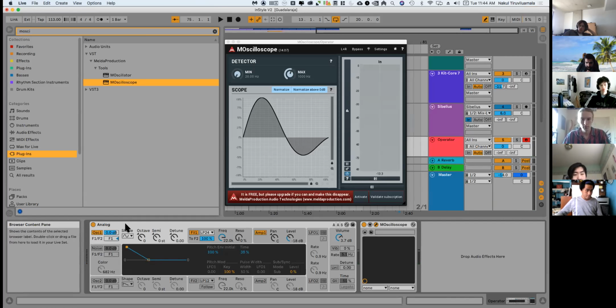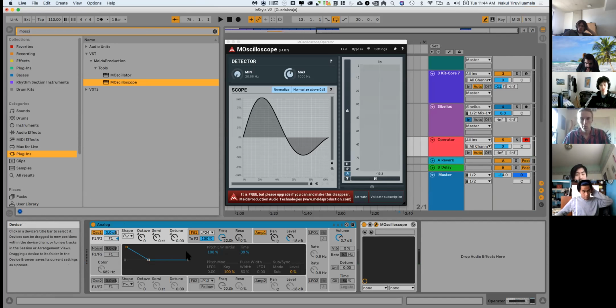Okay, so when you click this little oscillator, you see this envelope. You see some pitch envelope stuff, and then you see some other stuff. You see this pitch mod, and you see this pulse width, and you see this sub/sync. Let's just look at this pitch mod really quickly.